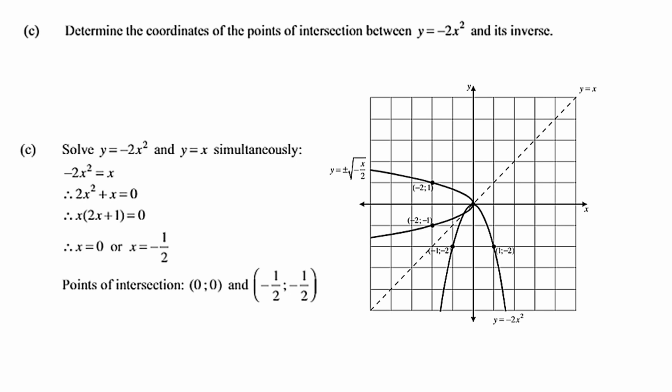So of course we're going to use now the point x equals 0, put it back into the equation, you get y equals 0. That of course is the origin, 0, 0. And the other point, put x equals minus a half into the equation and you get y equals negative a half as well. And that will be the second point of intersection.